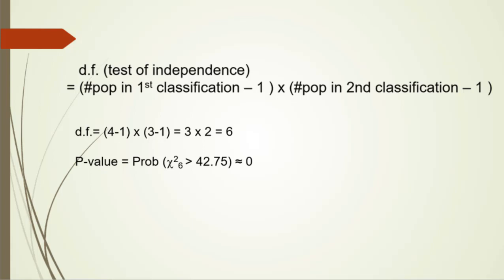P-value would be the upper-tailed probability of a chi-square test statistic of 42.75 with 5 degrees of freedom. From the chi-square table, this would be almost 0. We have a sufficient amount of evidence to reject the null. We conclude nationality and cola preference are not independent.